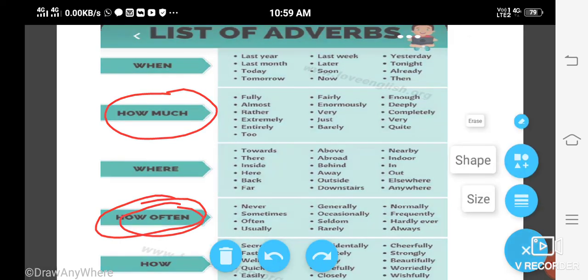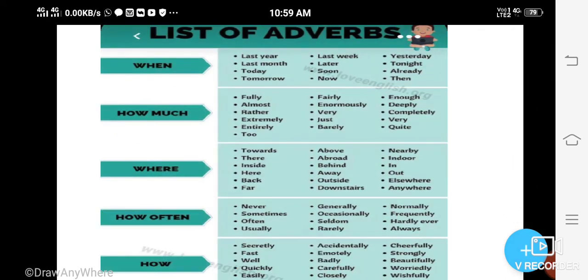Very easy to understand, children. Why? Because you are learning only these two. Just to show you the list of adverbs, I am showing you this slide. But you have to learn only adverbs of degree and adverbs of frequency in this class.